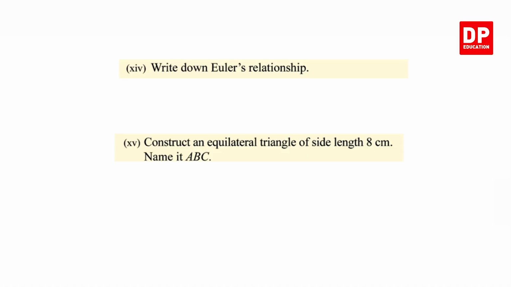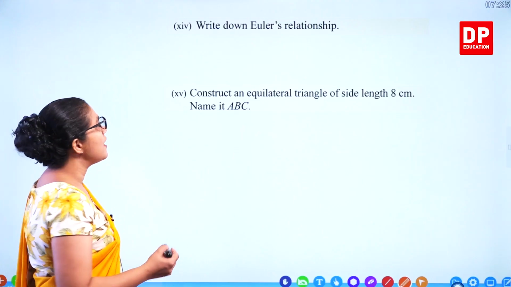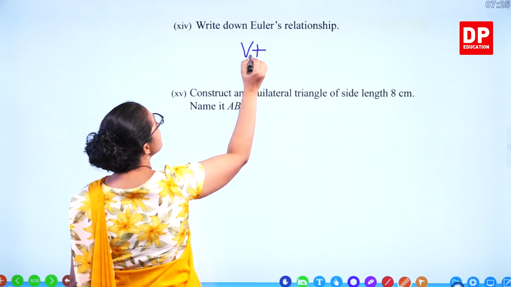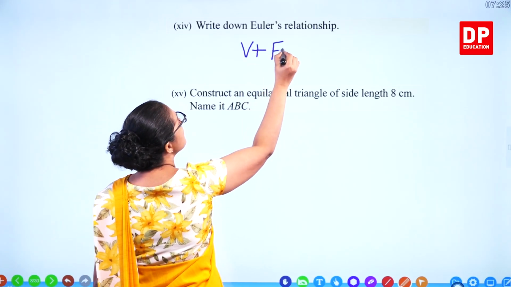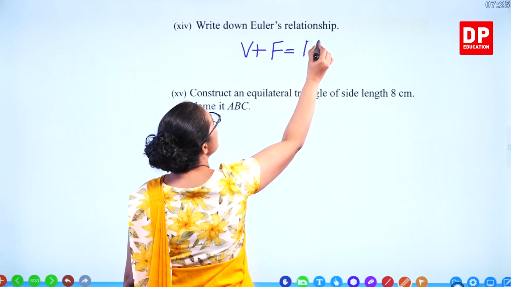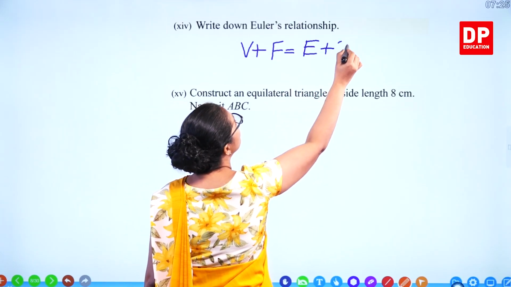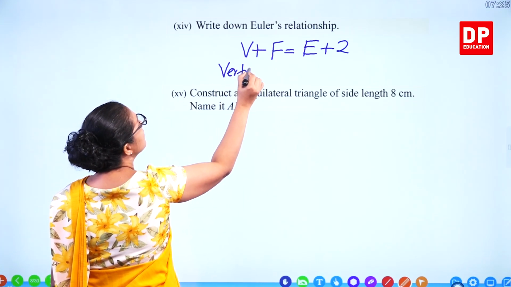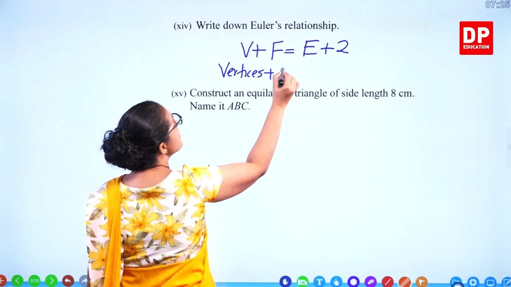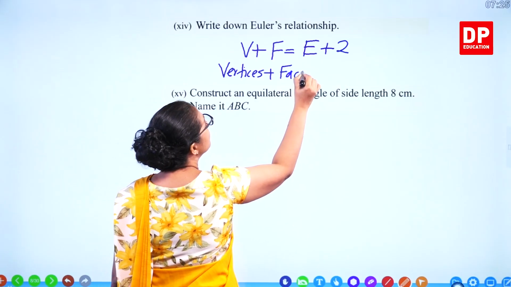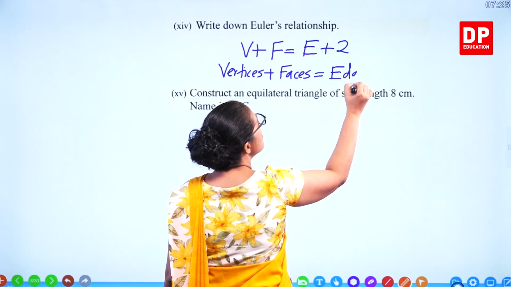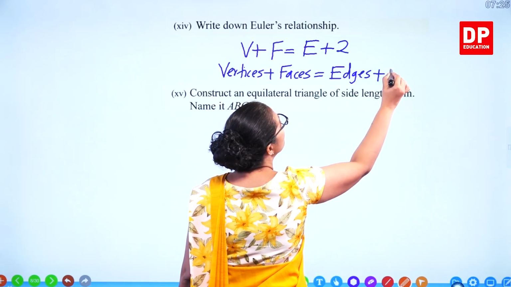Write down Euler's relationship. What's Euler's relationship? Vertices plus faces is equal to edges plus 2. So I'll write in words. Vertices plus faces is equal to edges plus 2.